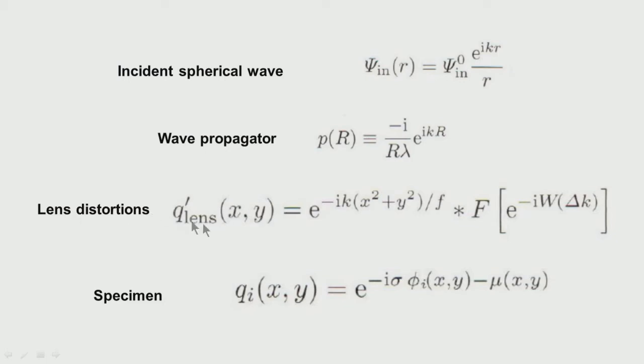What does the lens do? The lens, as I mentioned, introduces a phase shift, and it magnifies that image also. In addition, the lens distortions are going to introduce another phase shift. So for all the phase shifts, we can introduce a factor e to the power of i into some phase factor.